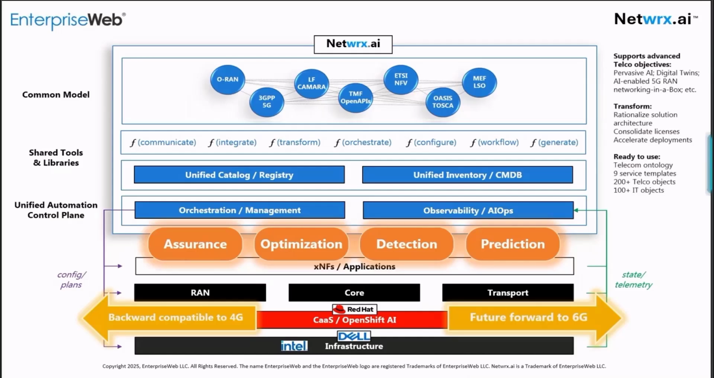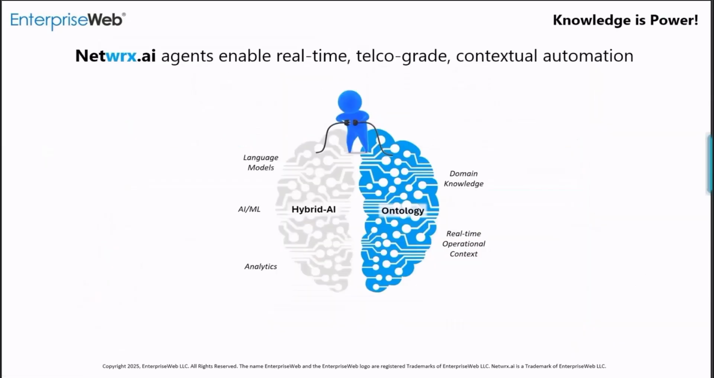So, ultimately it's going to help you transform, rationalize your solution architecture, consolidate licenses, and accelerate deployments. And I'm going to skip ahead now. In this demo, what's the bottom line? What do you get out of this? What you're going to see in the demo, and I'm going to move pretty quickly here, is that in our networks.ai telecom solution, the agents are going to enable real-time telco-grade contextual automation.